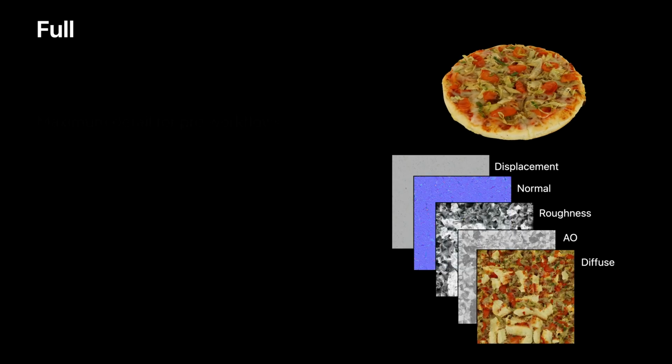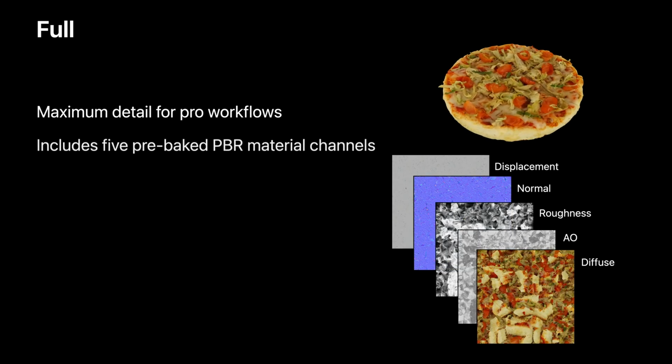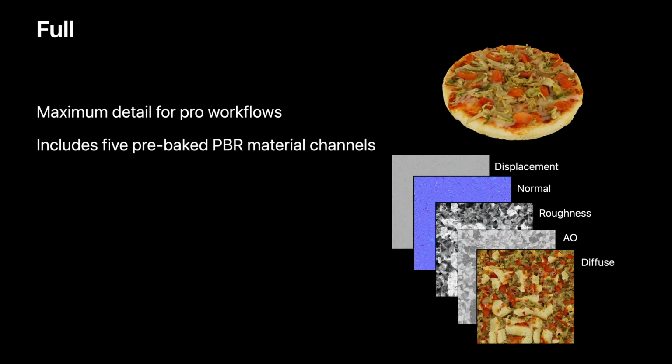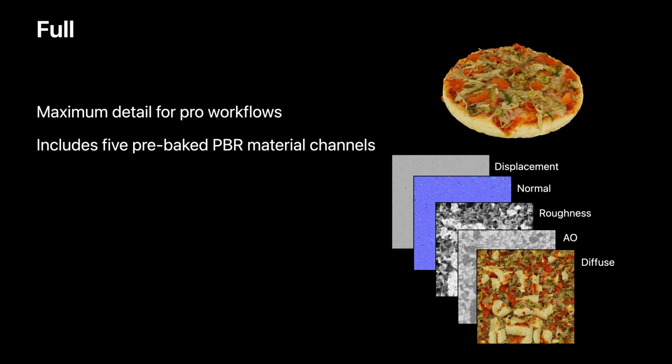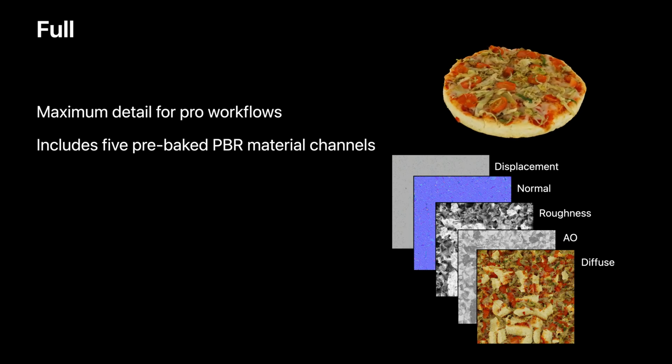Exporting with full output level is a great choice for pro workflows. In this instance, you are getting the maximum detail available for your scan. Full will optimize the geometry of the scan and bake the detail into a PBR material containing diffuse, normal, ambient occlusion, roughness, and displacement information. We think that this output level will give you everything you need for the most challenging renders.